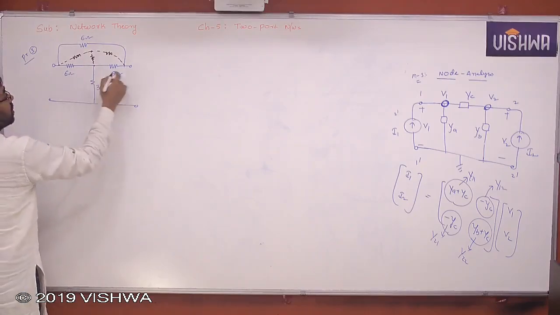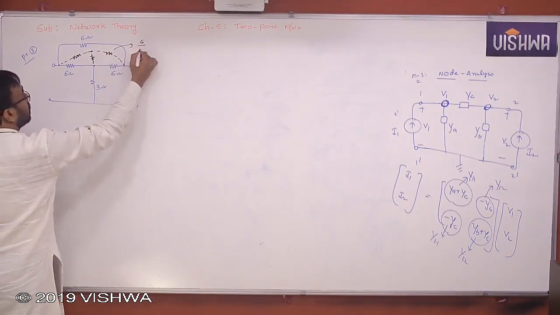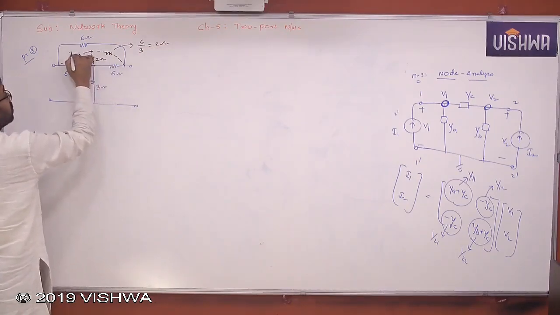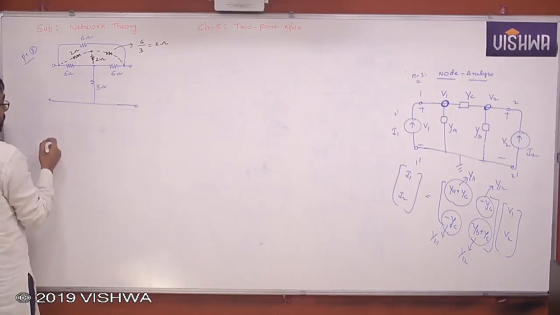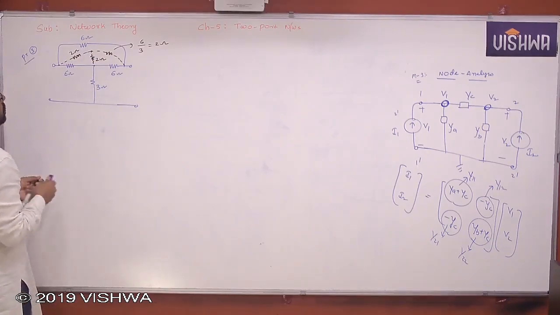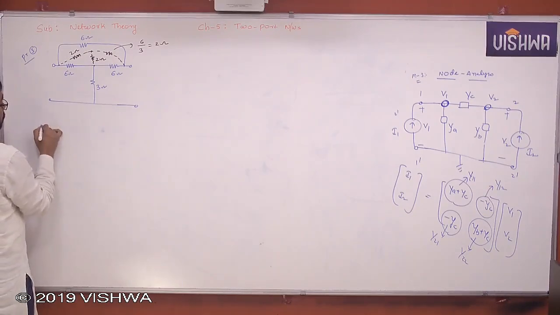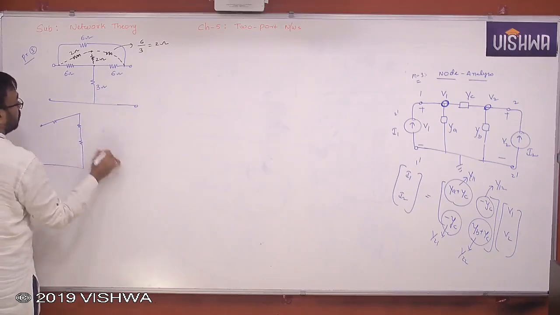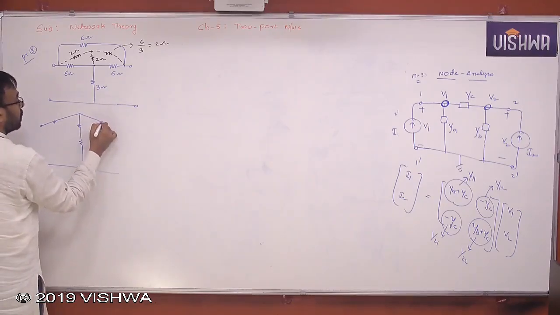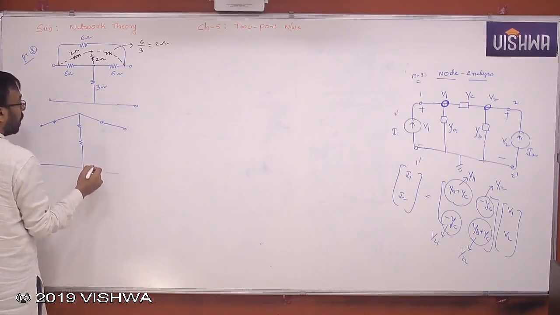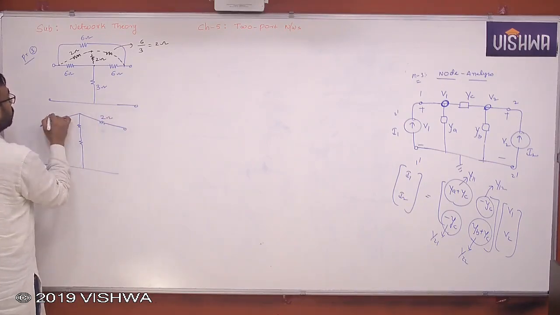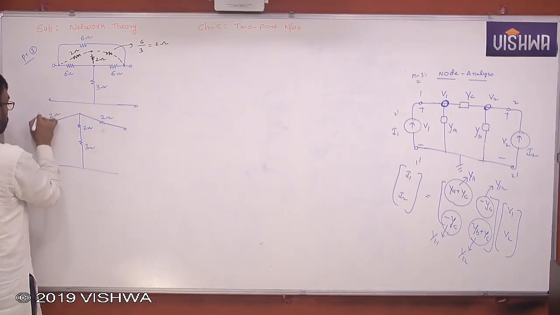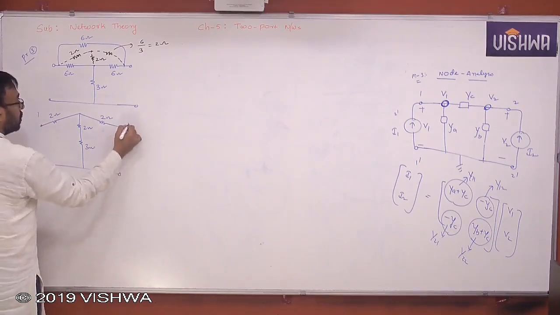Equal values are there. So 6 by 3, yes or no? Nothing but 2 ohm. Similarly, this is also 2 ohm, and this is also 2 ohm. Yes or no? So what do you get now? Finally you will get this: 2 ohm, 2 ohm, and 2 ohm, and 3 ohm, with ports 1, 1 dash, 2, 2 dash.